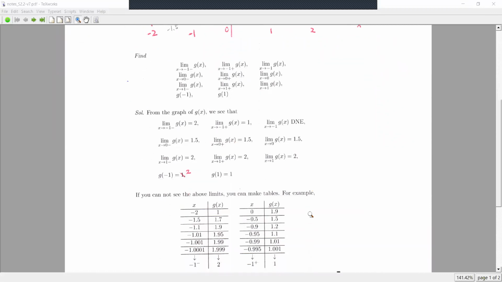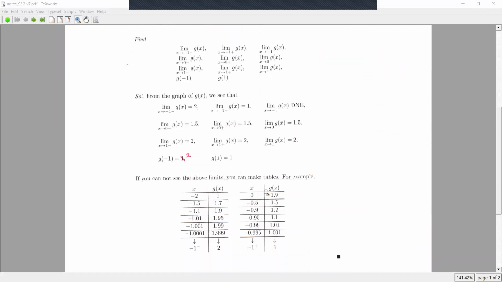The second table is about this limit. X approaches negative 1 from the right side, by taking on these points. Now, let me go back to the graph to determine the function values at these points.